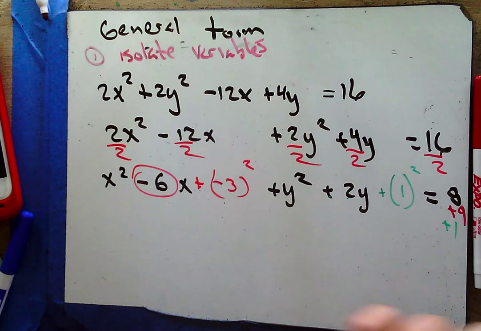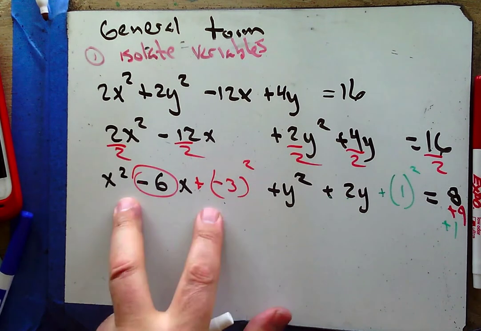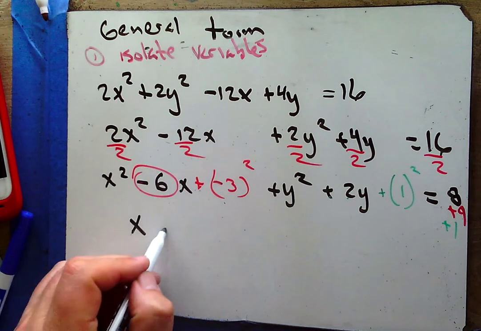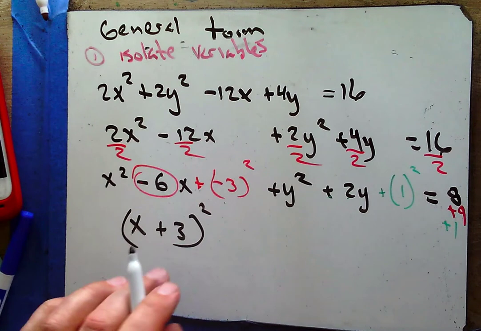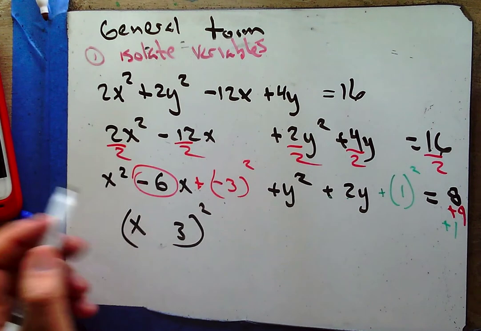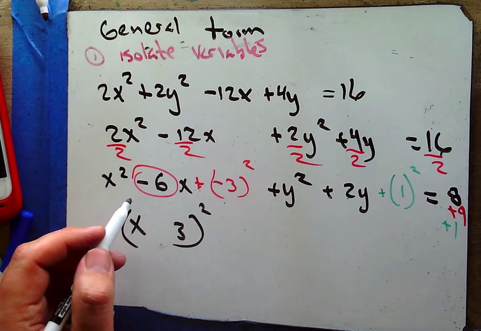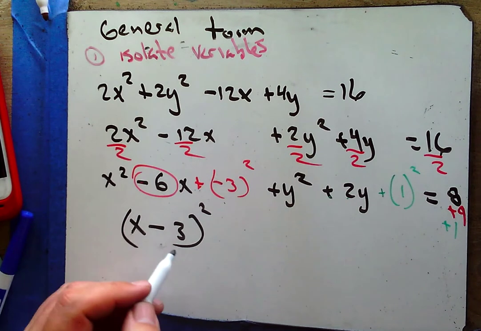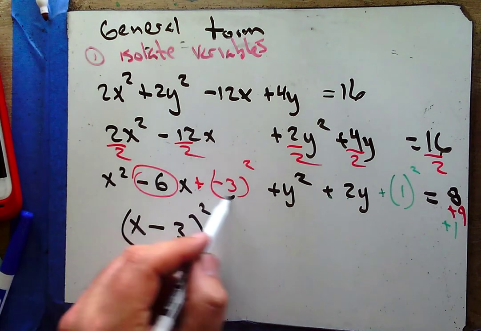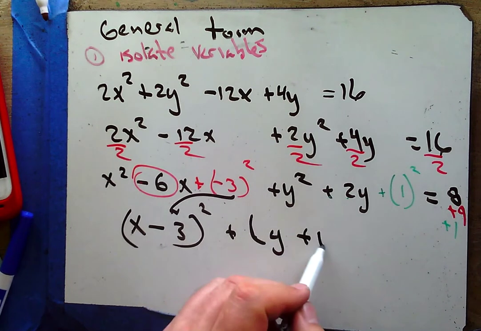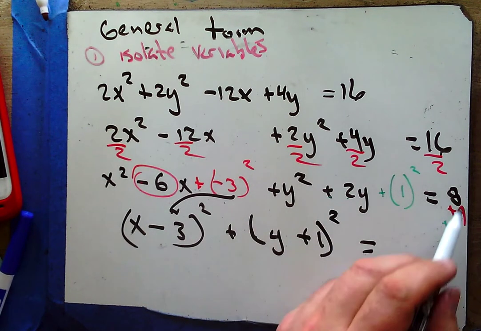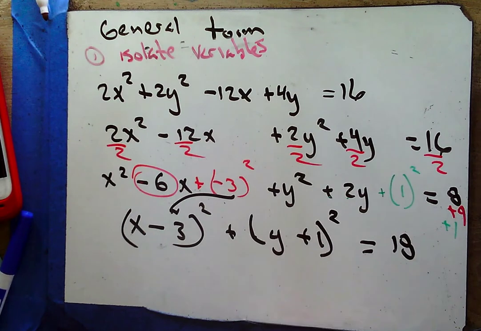And now, instead of saying that this is 9 and then factoring this trinomial, I'm going to go right to here. And y plus, because remember it's not plus, it's minus. Sorry, minus. That number goes right there. Plus y plus 1 squared equals 18.